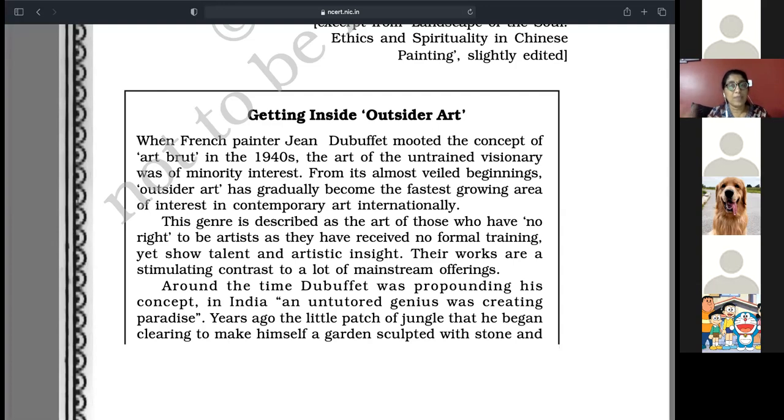Mainstream offerings means the ones who have gone into the training; they have a stimulating contrast. They are artistically very skilled, not as people think. There are people who may not have had any formal training, yet they present that.